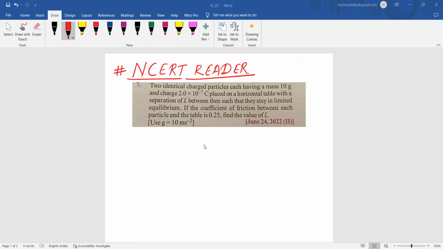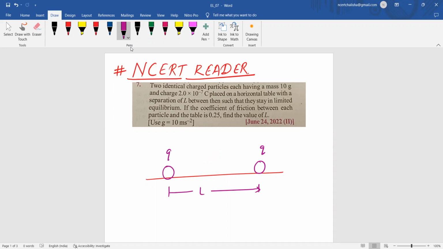the value of L. So let us suppose that this is the table, and I'm considering two charged particles here. One charged particle is this one and another charged particle is this one. Two identical charged particles means they have the same charge and are separated by a distance of L. The masses of the charged particles will also be the same. So this is m, and the charge given here is 2 into 10 to the power of minus 7 coulomb.